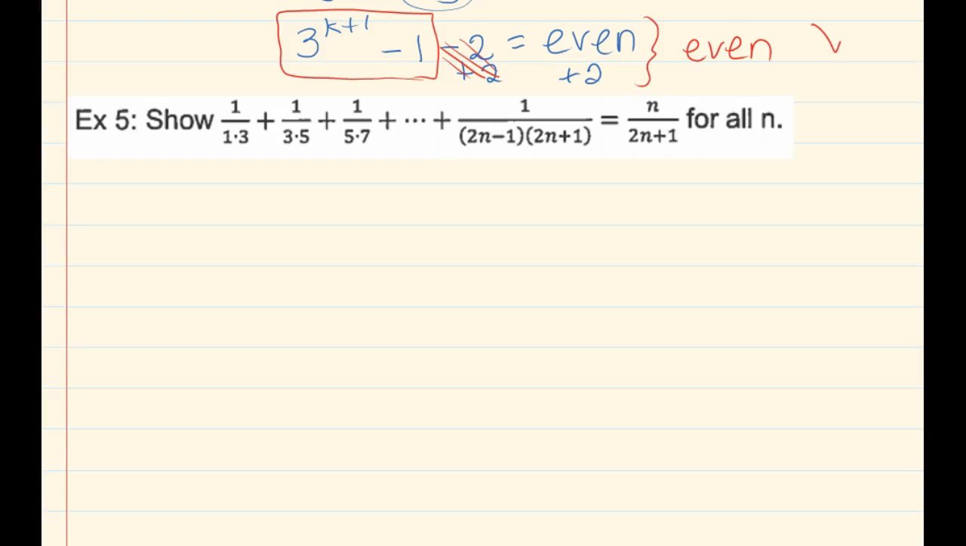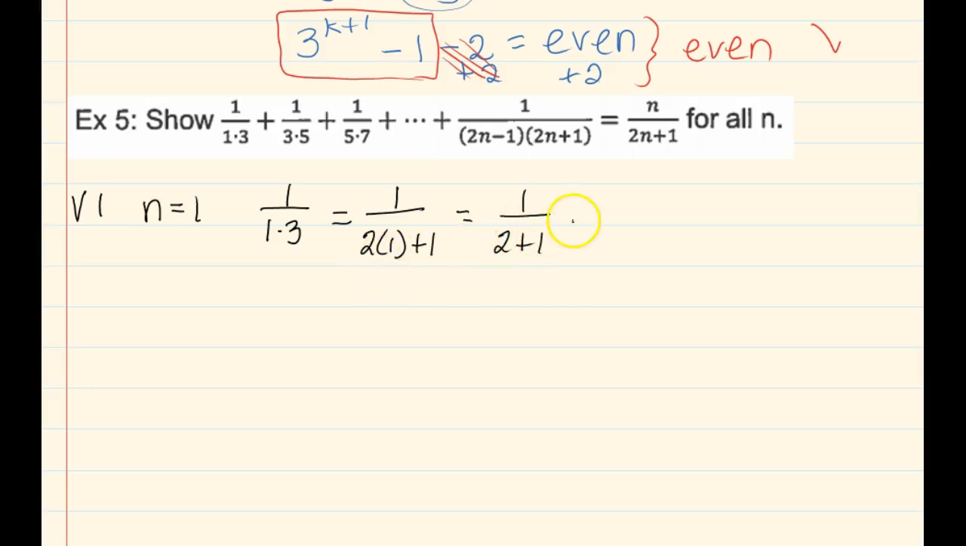Let's do example number 5. So we're going to start off with V1. V1 is when we verify when n is equal to 1. So it just means I get our first term. And we're going to see if that's true, that it equals 1 over 2 times 1 plus 1. On this side we would have 2 plus 1, which is equal to 1/3. And if we look on the other side, that also equals 1/3. So we have done the verification.